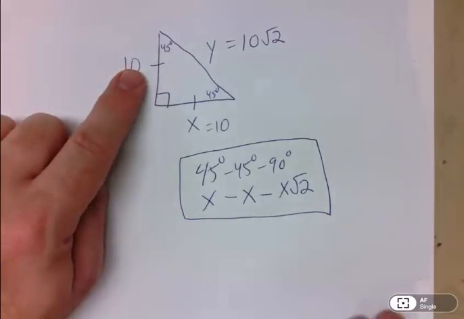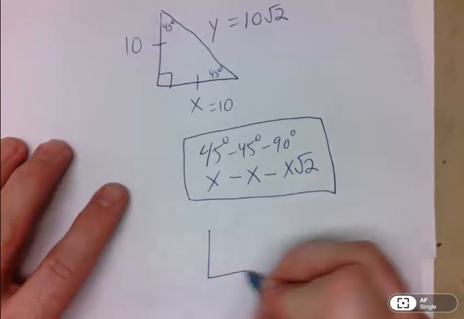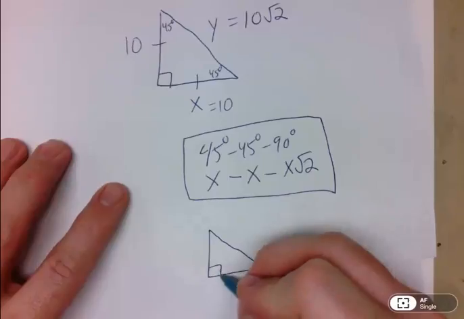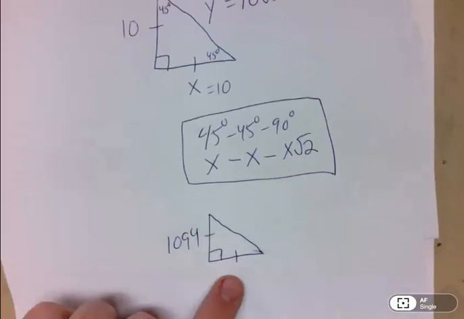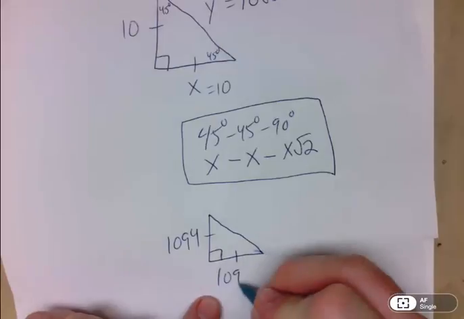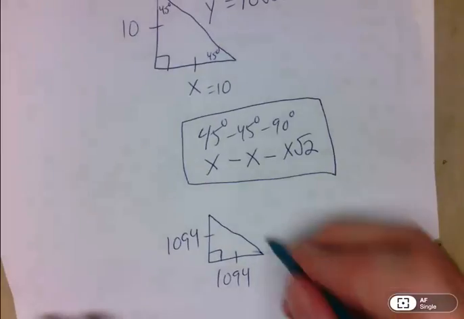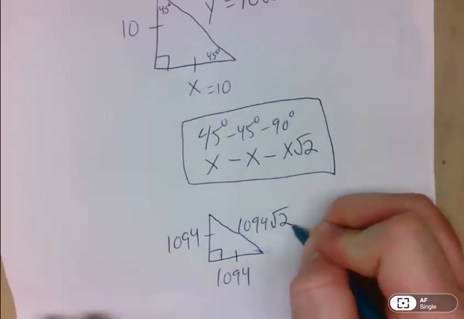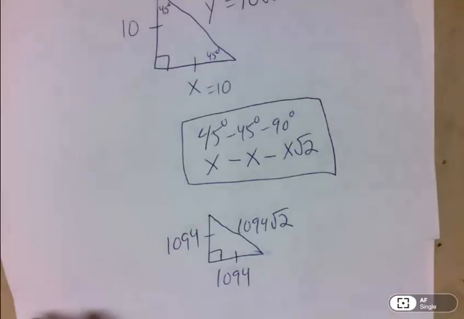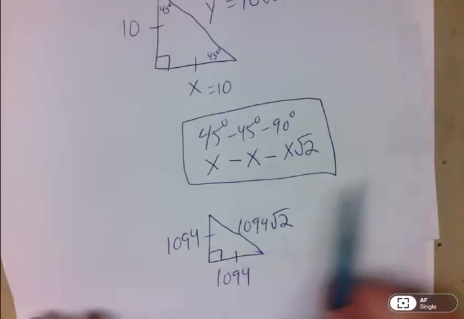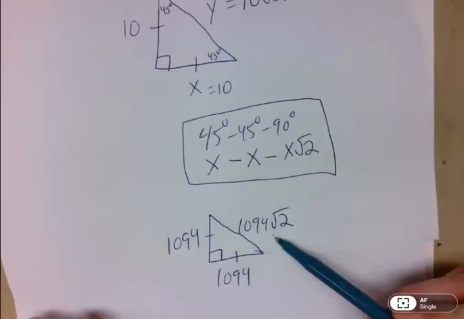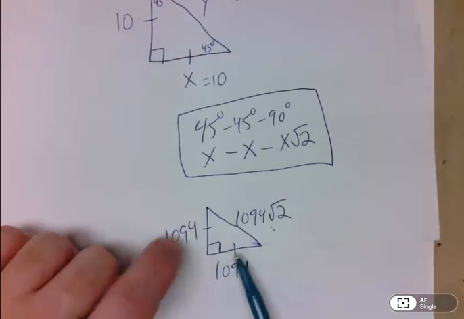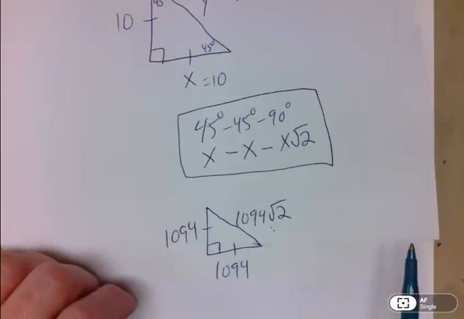So all you have to know is what one of the legs is, and you can get the entire triangle. For example, what if this leg, not drawn to scale, of course, is 1094? What's this leg? 1094. What's the hypotenuse? 1094 times the square root of 2. Done. You do not need to do 1094 squared plus 1094 squared equals c squared and solve for c and get simplest radical form. If you understand the pattern, this works every time, and it only works because it's an isosceles right triangle. That's the key.